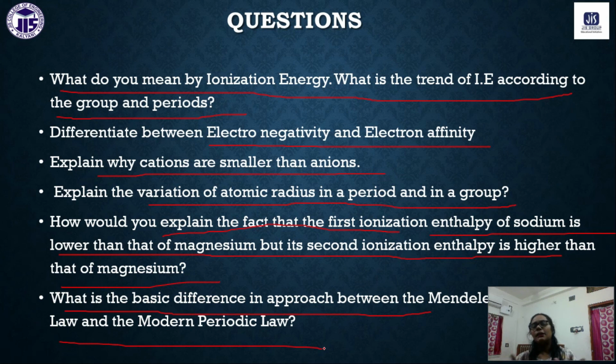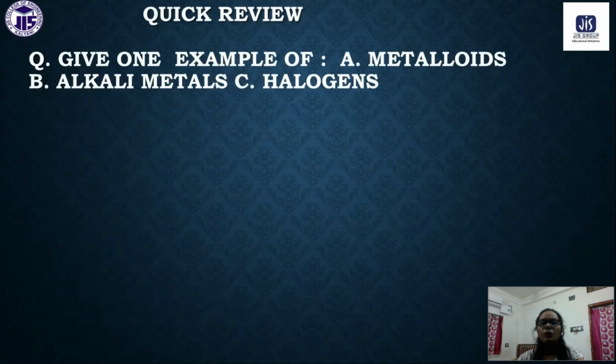These are some of the types of questions that you may have in your exam. Okay, so this is a quick review. Give one example of metalloids, alkali metals, and halogens. You have 10 seconds. Your time starts now.